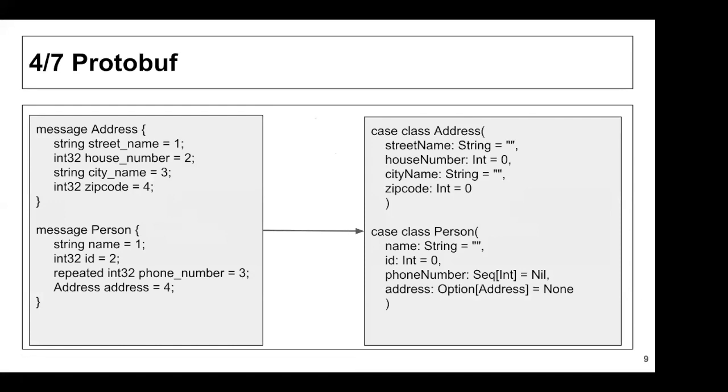So here is the example of a message which is more nested. We have a person with a name and ID and phone number, and we have address. Address can be another message where we have the street name, house number, city name, or zip code. The equivalent of this in Scala will be a person case class with the same fields, and another case class with the address. So it's a very simplified version of the protocol buffer.